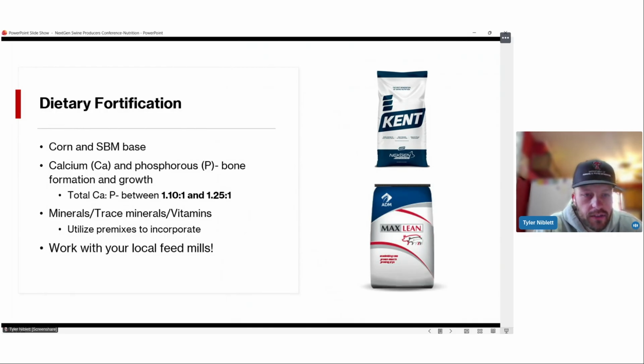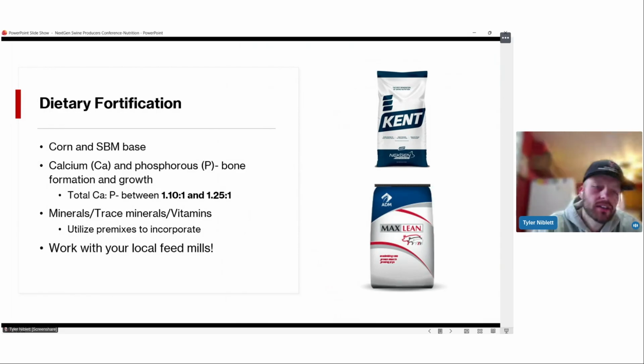Again, you would fortify your diets with calcium and phosphorus because those are important for bone growth and formation. The estimated ratio between total calcium and total phosphorus is between 1.1 to 1 and 1.25 to 1. Essentially, that's 1.1 times the calcium as you have phosphorus. So if you have a pound of phosphorus, you'd have 1.1 pounds of calcium, and so on. Obviously, that latter ratio of 1.25 is what they would consider wider than the 1.1. The issue with wider ratios is that higher calcium levels can impact the absorption of phosphorus.